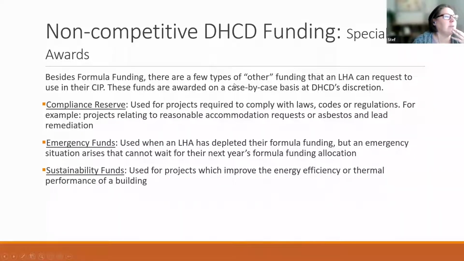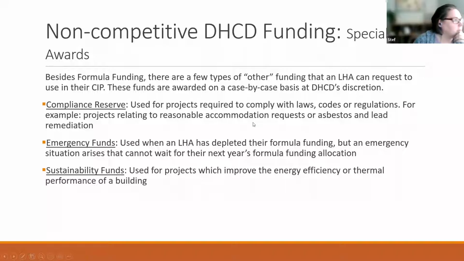Besides formula funding, there are a few types of "other" funding that the Housing Authority can request to use in their CIP, and they're awarded on a case-by-case basis, and we review it in DHCD management. So compliance reserve is one bucket of funds, and it's used for projects required to comply with laws, codes, or regulations. For example, this is like a reasonable accommodation request, asbestos or lead remediation, things like that come from our compliance reserve.